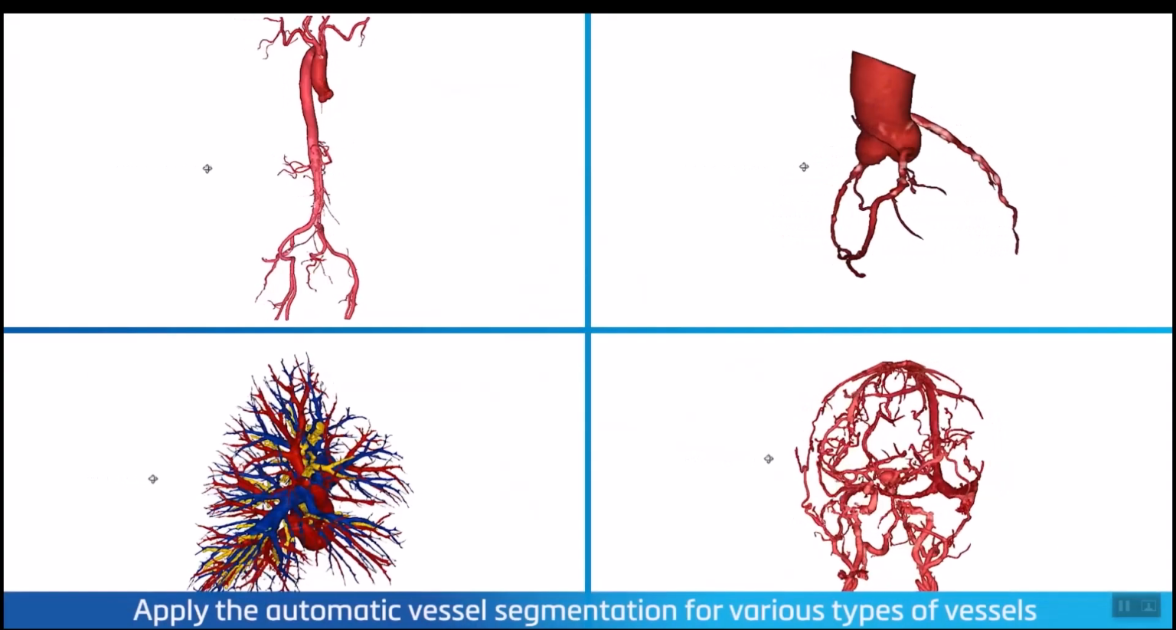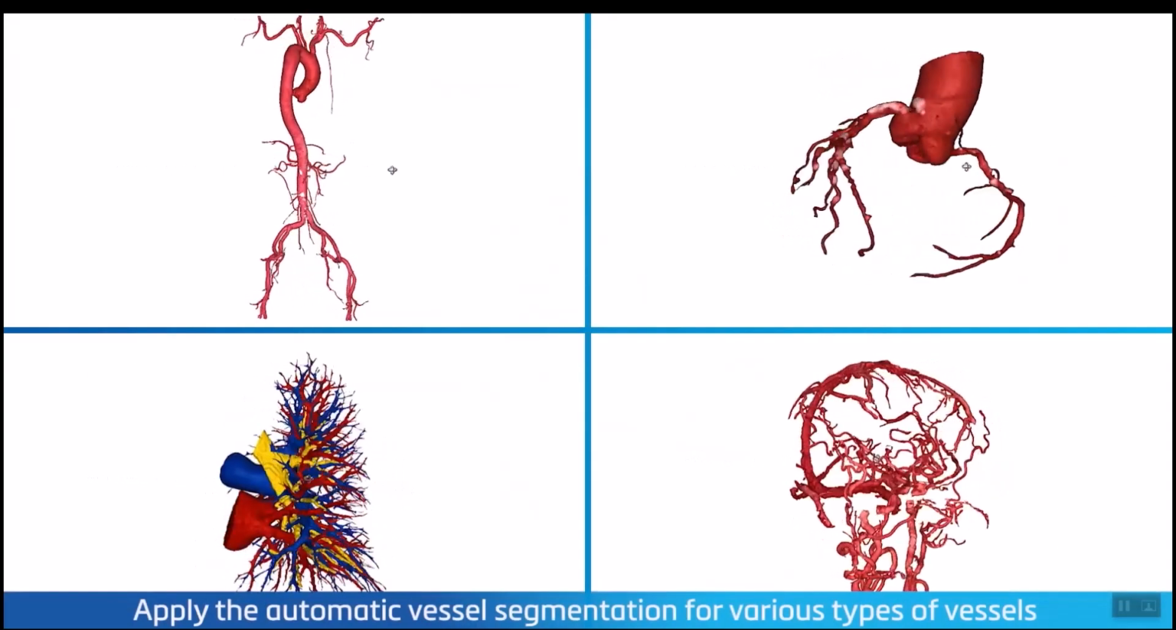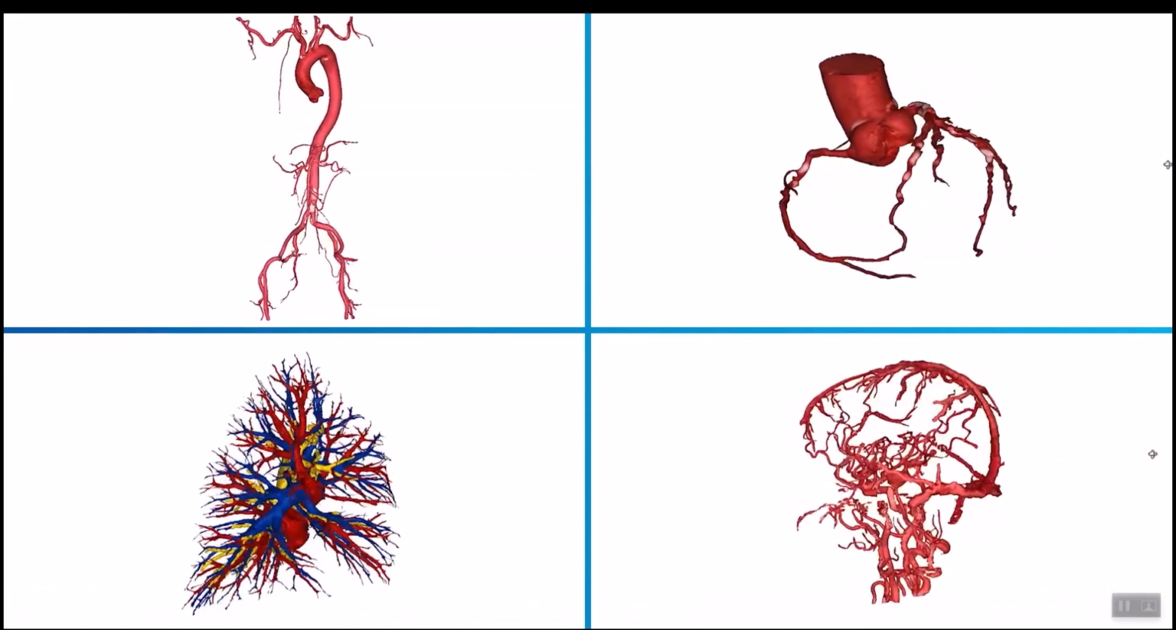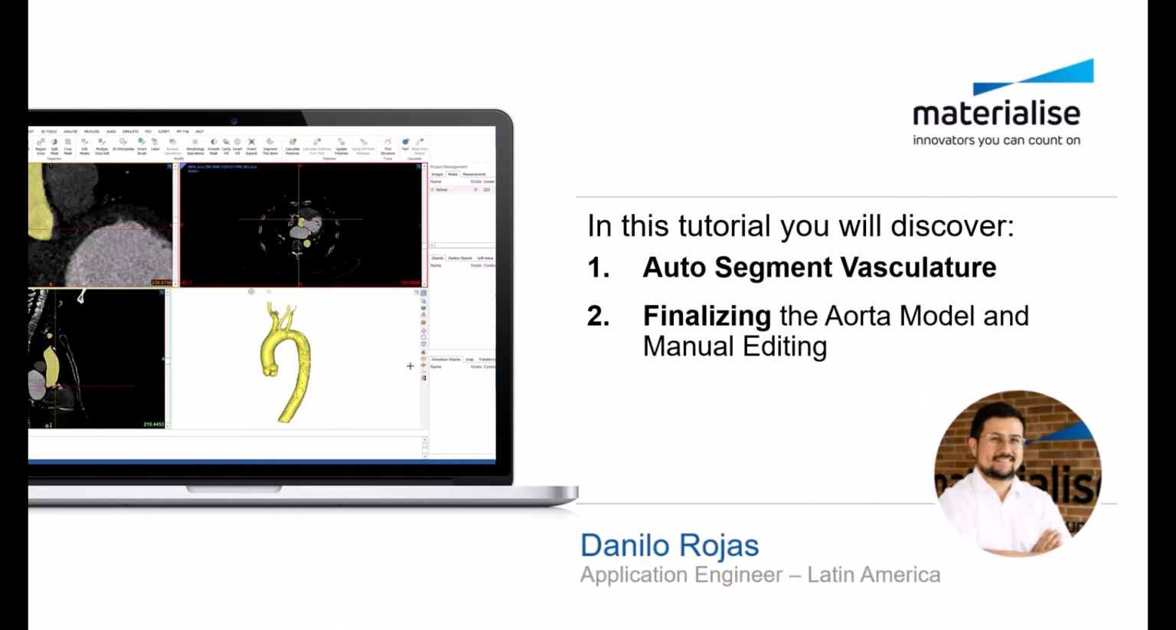Today, we are going to show you how to do vessel segmentation using the semi-automatic Mimics tool. The aorta is the main and largest artery in the human body, originating from the heart's left ventricle and extending down to the abdomen. The aorta distributes oxygenated blood to all parts of the body throughout the systemic circulation. So, let's do it.